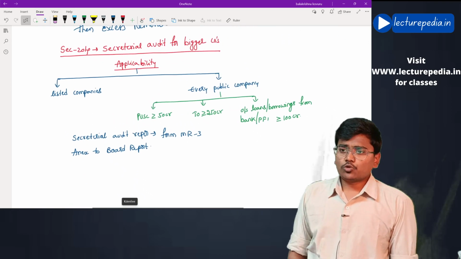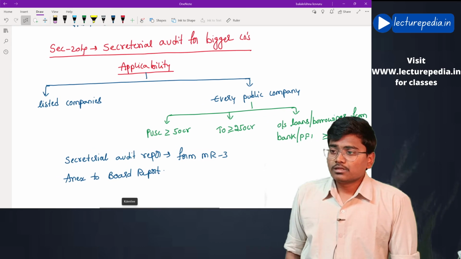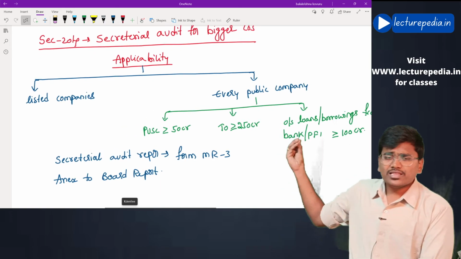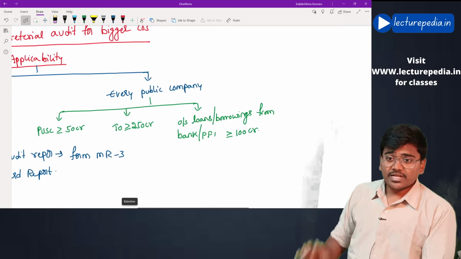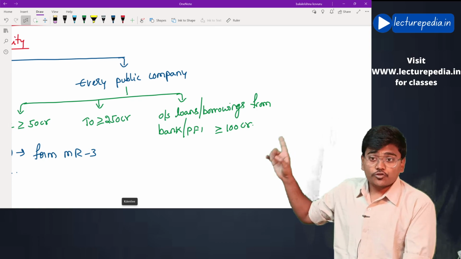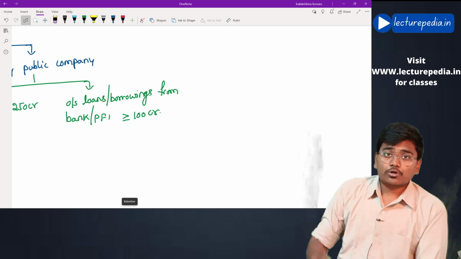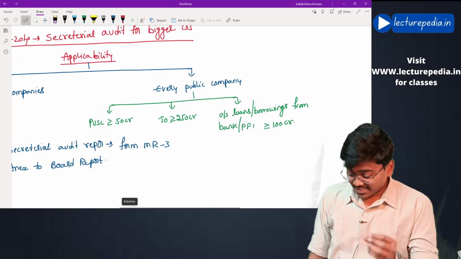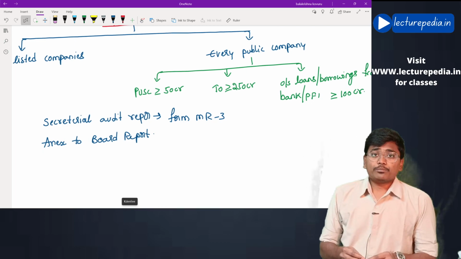Next, section number 204, secretarial audit for bigger companies. What are the companies to which the concept of the secretarial audit will be applicable? First one, all the listed companies. Okay, all the listed companies must get a secretarial audit done, and every other public company having paid up share capital of 500 crores or more, or turnover of 250 crores or more, or outstanding loans, borrowings from banks, financial institutions of more than or equal to 100 crores, even such types of companies should also get secretarial audit done by a company secretary. Now, the secretarial audit report will be given in form number MR3.